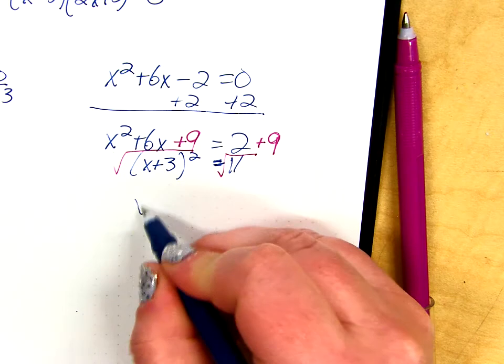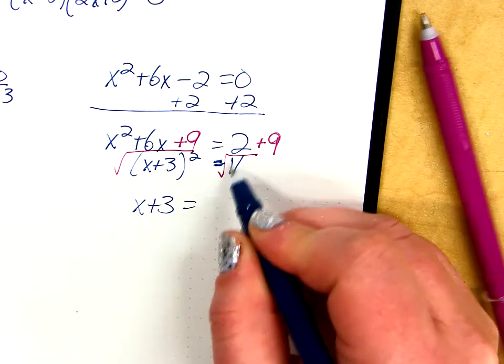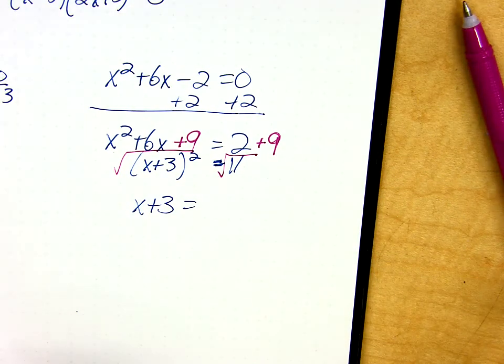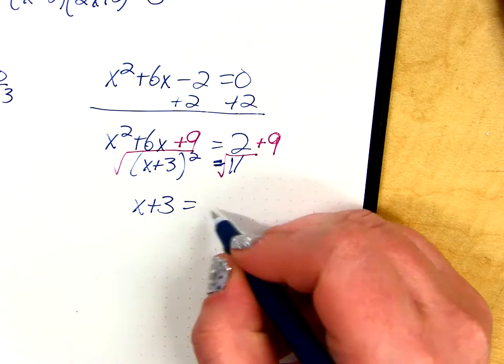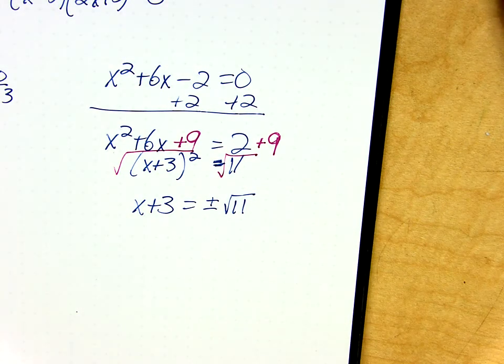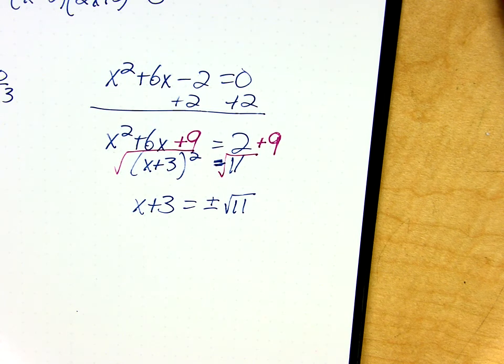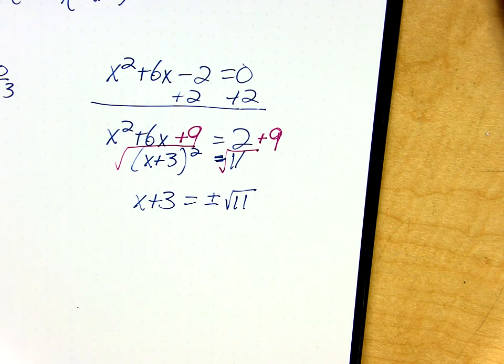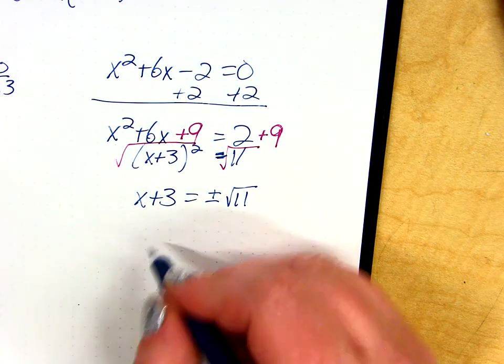So on the left, you just get that x plus 3, and on the right, 11, I can't simplify that radical, so I don't have to worry about that, but I do have to worry about plus minus. If you take a square root, you need to consider both roots. Okay, I'm almost done. I'm not quite done yet because I don't have x all by itself, so what do I do now? Yeah, just minus that 3 over.